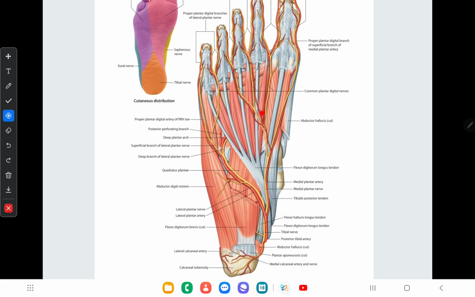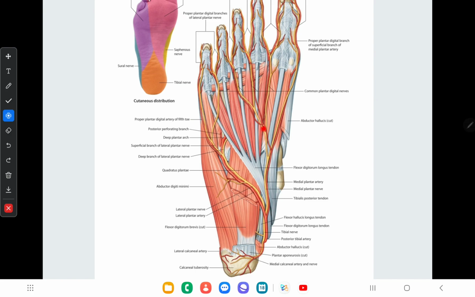Then it gives cutaneous branches as plantar digital nerves. They run to the sides of the medial 3½ of toes. The course is similar to the median nerve in the palm. This course of the medial plantar nerve is similar to the median nerve in the palm.